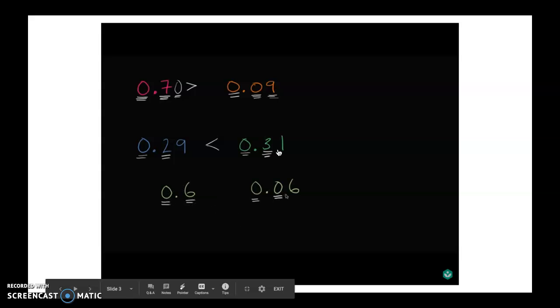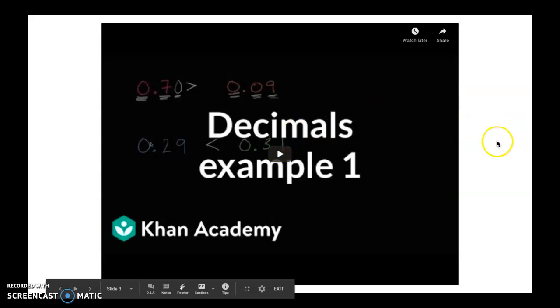It has more tenths. It doesn't matter who has more hundredths. Hundredths are much smaller than tenths. They're a tenth the size of a tenth. So this has 6 tenths, this has 0 tenths, so this number is larger. 0.6 is greater than 0.06. It's actually 10 times greater, but we can talk about that in other videos.